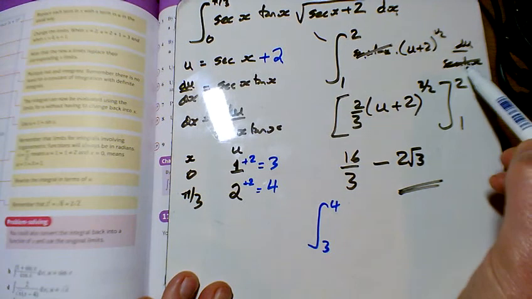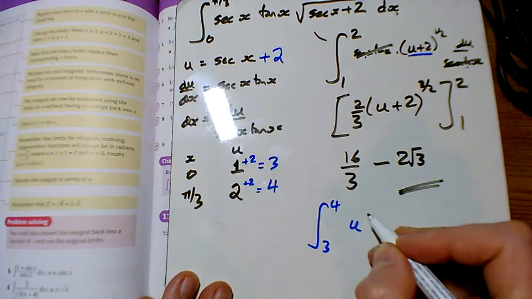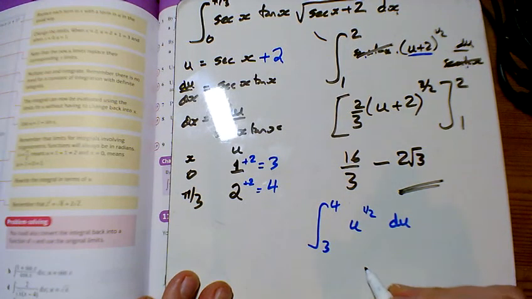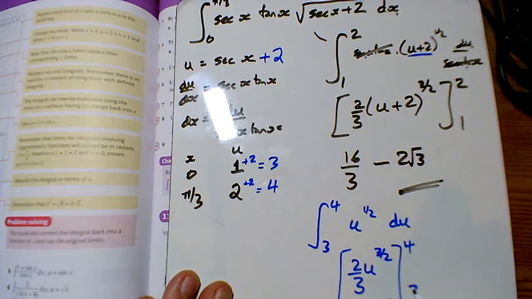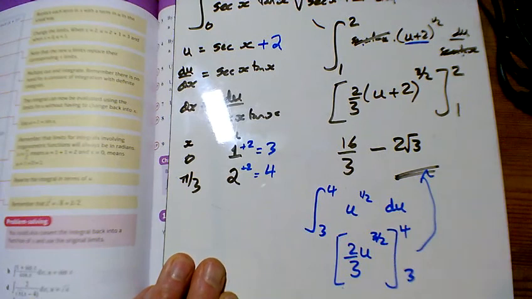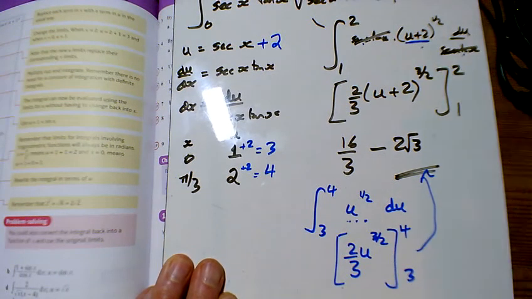That will still cancel with that. Instead of this being u plus 2, this will now just be u to the power of a half du. And so we've now got 2/3 u to the 3 over 2 between 4 and 3. Which again will end up giving exactly the same answer as we've got there. And I'm just showing that because sometimes this integral might be easier than that one we were doing there.